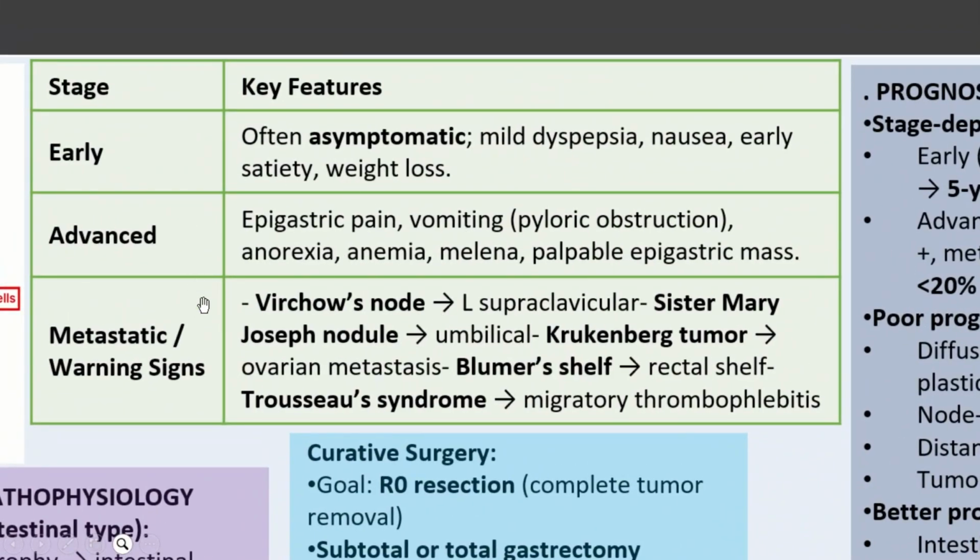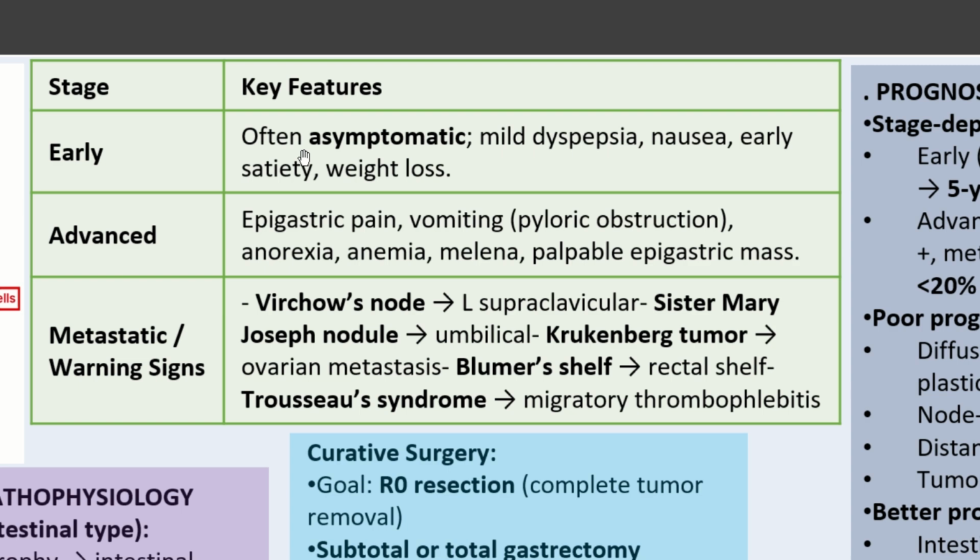So when it comes to the clinical manifestations, the key features are going to be grouped into the early, the advanced, and then the metastatic warnings. So earlier on, it's often asymptomatic. Someone may have mild dyspepsia, then they have nausea, early satiety, and weight loss is a very important thing. So when we look at someone with gastric ulcer, they will most commonly complain of early satiety and weight loss. Then as the thing advances, we may have heavy gastric pain. We may have vomiting if we have pyloric obstruction, because imagine we have a tumor down at the pylorus. It is going to obstruct the outflow, and someone is going to have postprandial vomiting. So someone eats and then they vomit within a short time after eating.